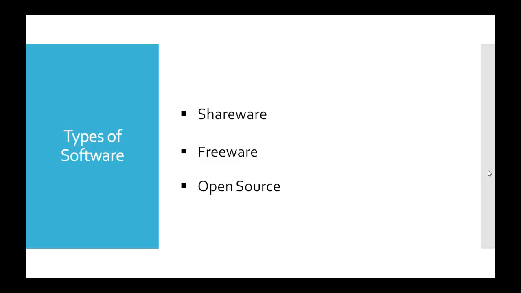Freeware is software free to use to anyone for as long as they wish with no obligations to pay. Open source software is like freeware, but not only is the program given away, but the code used to make the program is also given away, which allows anyone to modify the program or just view how it was created.